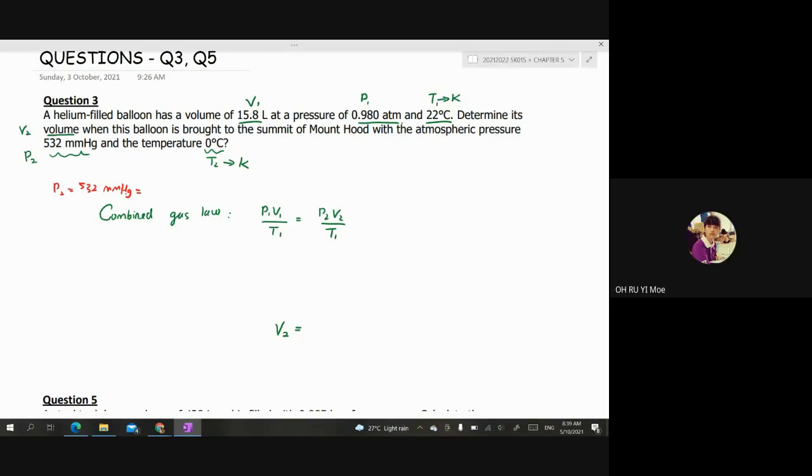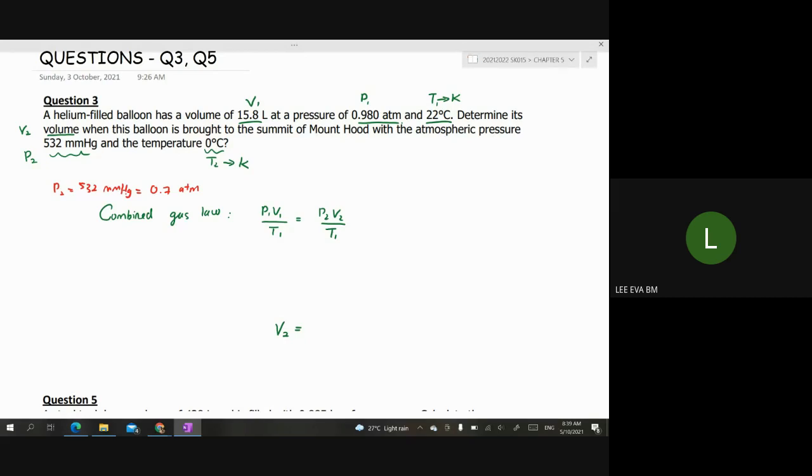I got 0.7. 0.7? Some more? 0.7 atm. Everyone agrees? Yes. Okay, good. So 532 divided by 760 gives you 0.7 atm. Okay, so temperature is still the same line. You plus 273.15.